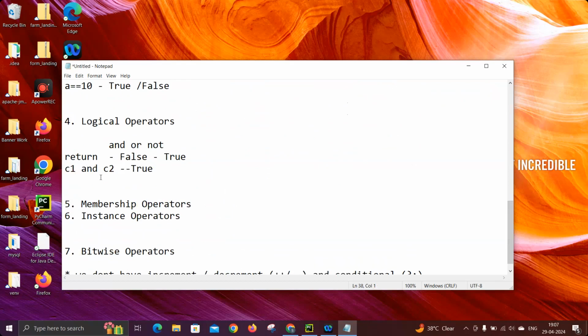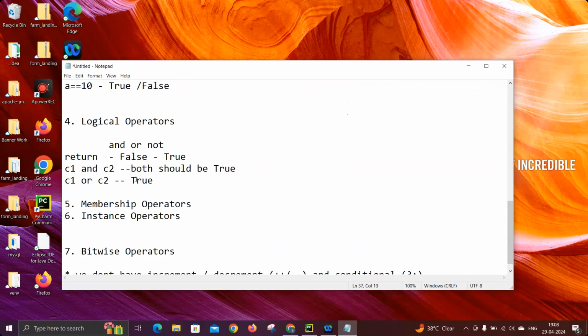Take the example of a pass mechanism. If all subjects should be passed for him to pass, that means we have to use and. For example, X should be passed, Y should be passed, then the result will be pass. But if I'm taking C1 or C2, it's quite the opposite. If any one is true, that is enough, we can go for a true condition. So and condition means both should be true. That is the meaning of and.